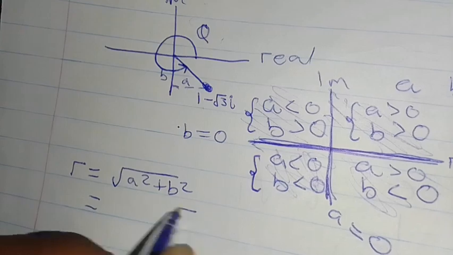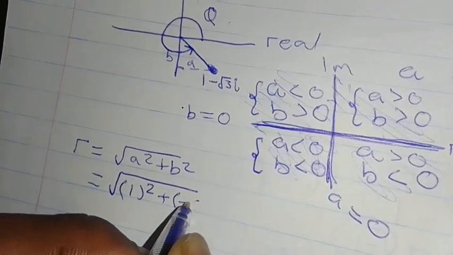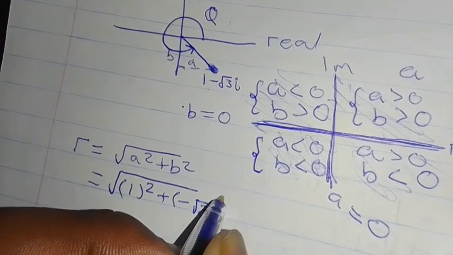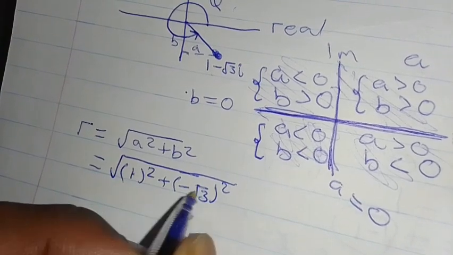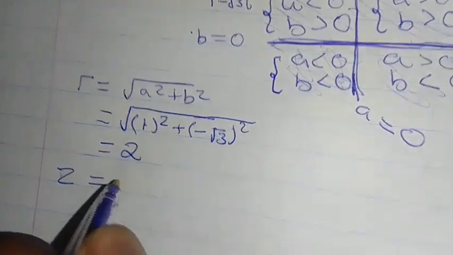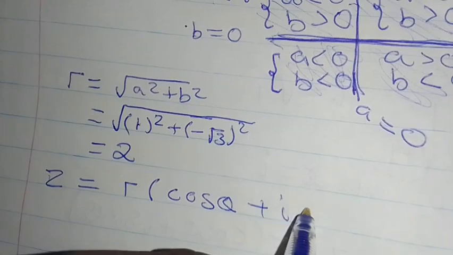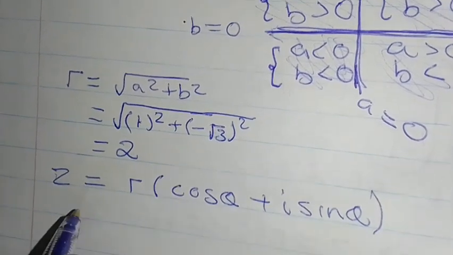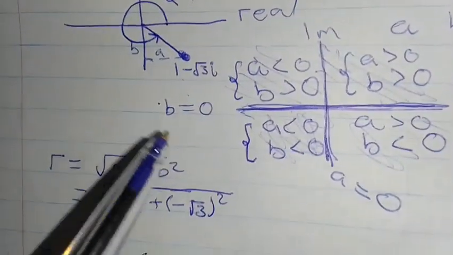So the modulus will be the square root of 1 square plus negative root 3 square. Root 3 square, negative root 3 square, that's 3. 1 square, that's 1. 1 plus 3, that's 2. So you'll end up with 2, with the modulus being 2. So when we rewrite that in polar form, we'll have r cosine theta plus i sine theta. Okay, so now what's the value of theta here if we look into that?